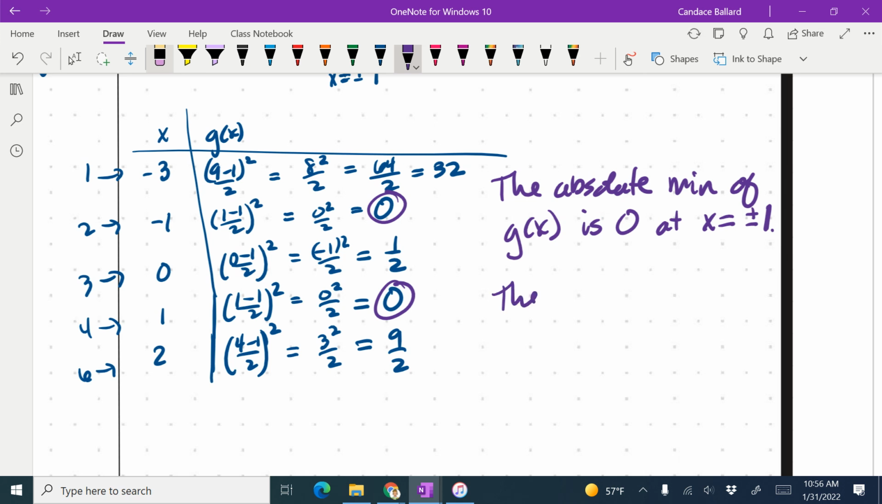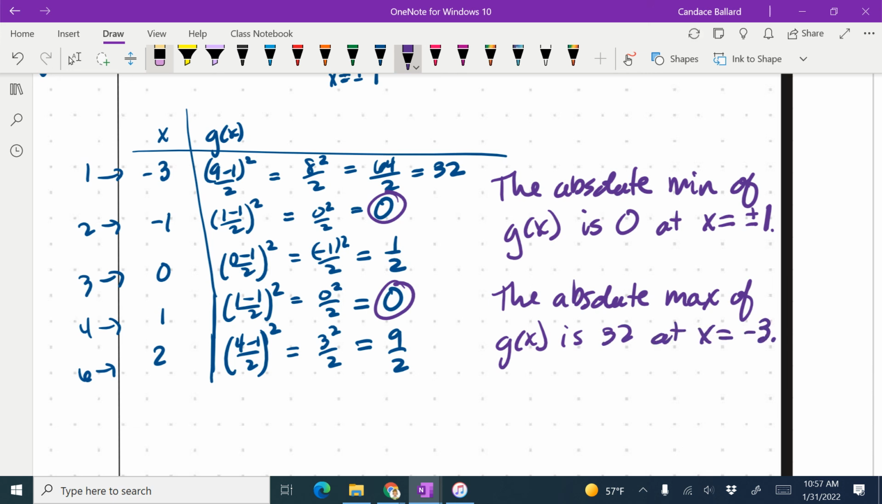All right, the absolute maximum, I'm being a little bit lazy, I'm not spelling out the word maximum, of g of x is, what's the biggest number that we've got in there? 32 at x equals -3.